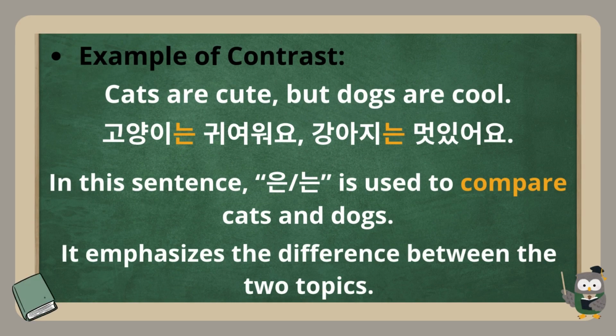Here's an example showing contrast. 고양이는 귀여워요. 강아지는 멋있어요. Cats are cute, but dogs are cool. In this sentence, eun-neun highlights the comparison between cats and dogs. It helps us focus on the difference between the two topics.